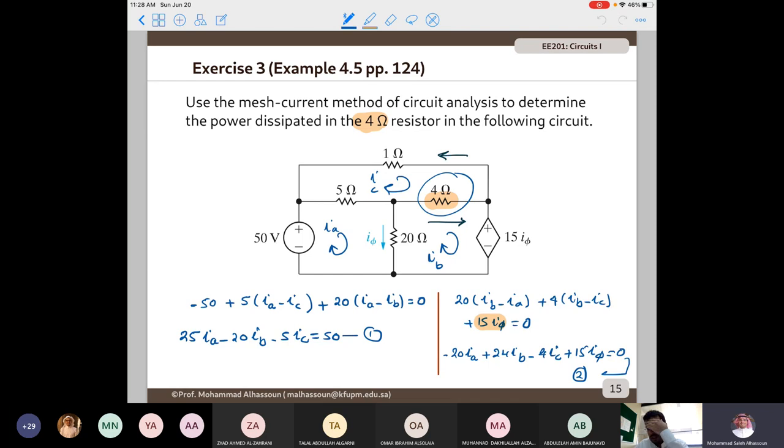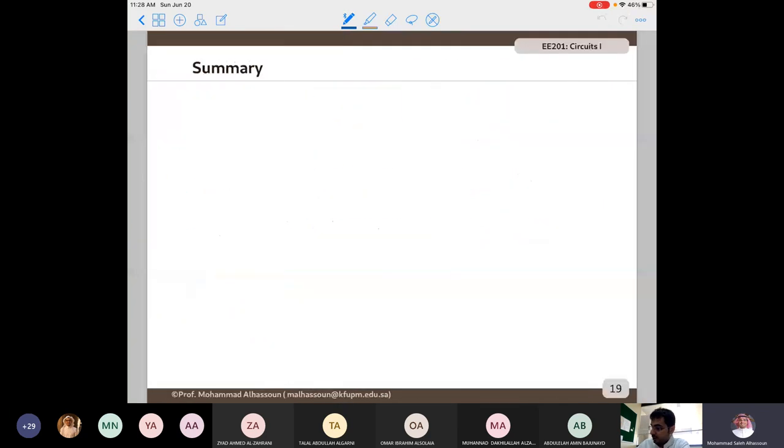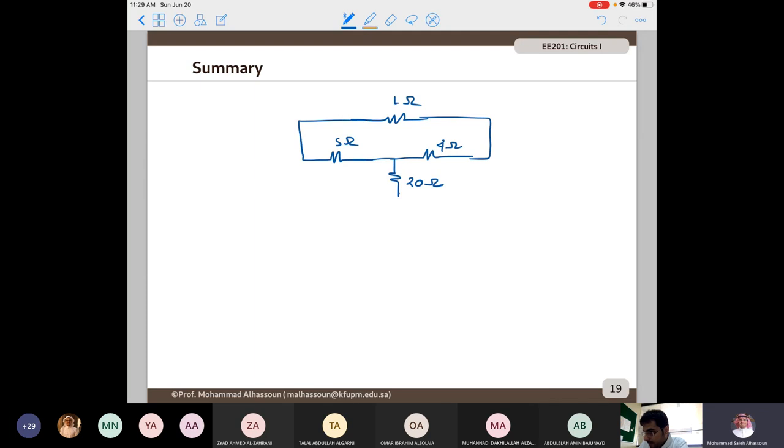If you remember, when we talked about the node voltage method, we considered the case where we have a voltage source connected between two nodes. So if I'm applying the node voltage method, this is 1 ohm. This is 5 ohm. This is 20 ohm. This is 4 ohm. And they have this one, say 15 V. So I'm just redrawing the circuit that we had before.